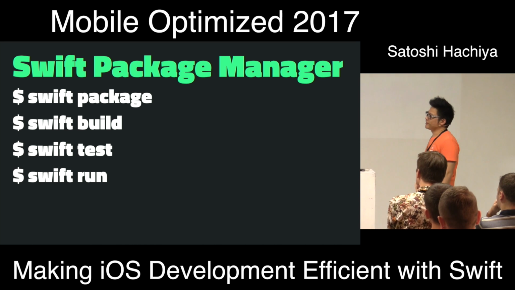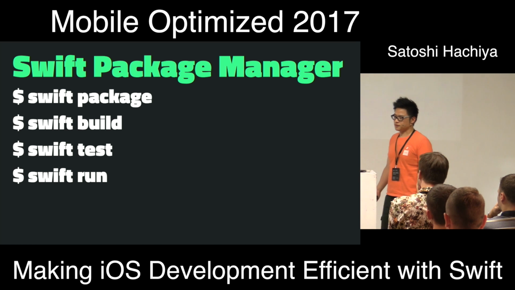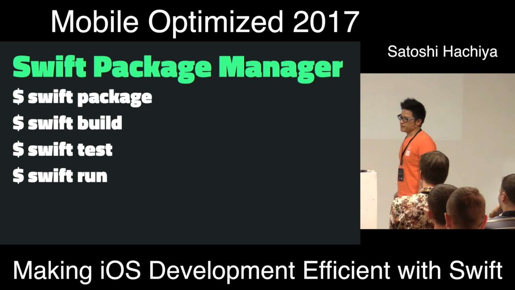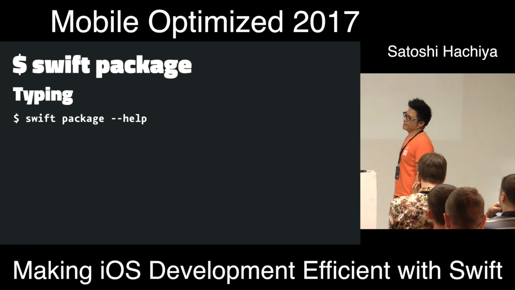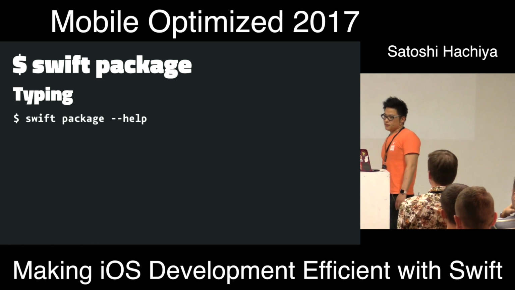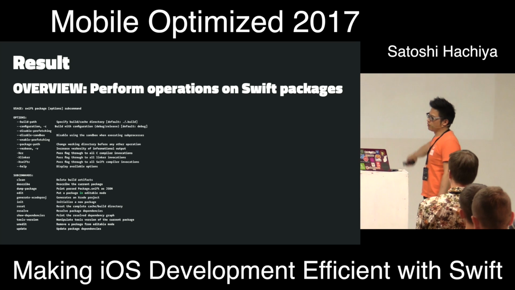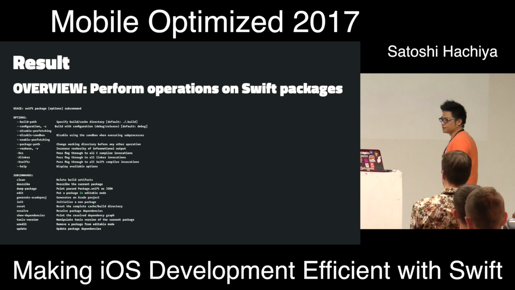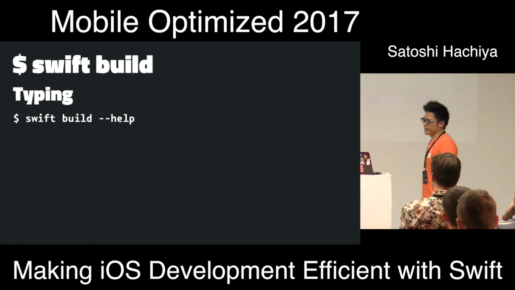For your information, typing swift --help, we can see the overview of the Swift compiler. Next topic is the Swift package manager. The Swift package manager has 4 top-level commands in Swift 4, but the swift run command is implemented in Swift 4. So if you use Swift 3.1, the swift run command is not available.